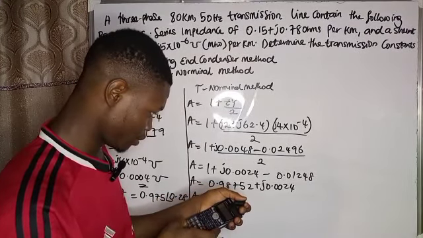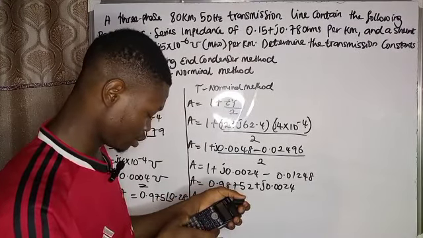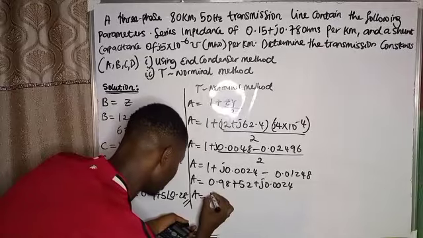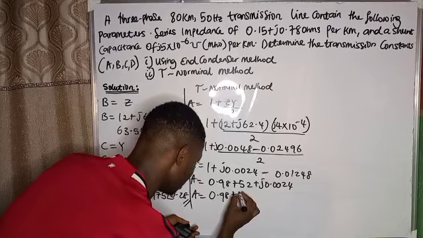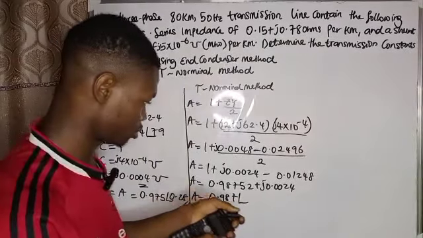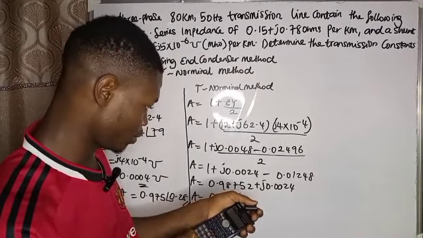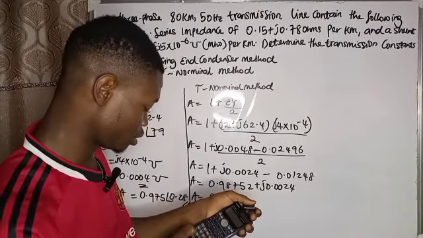Plus 0.0024 squared, then the square root. So I am having 0.987, then the angle. So I have 0.0024 divided by 0.9875, then shift tan inverse. So I'm having 0.139. So this is my A.